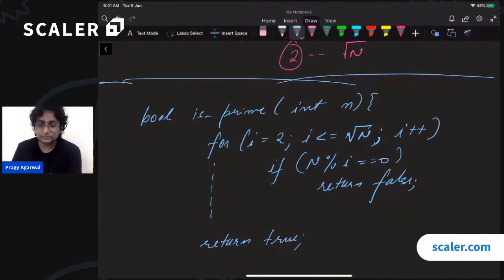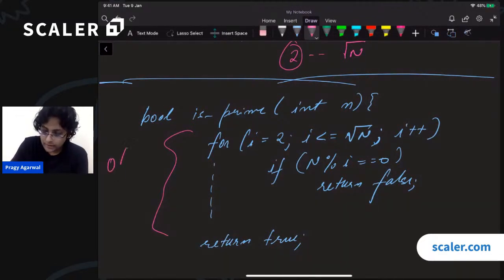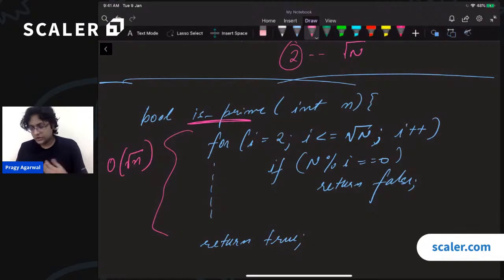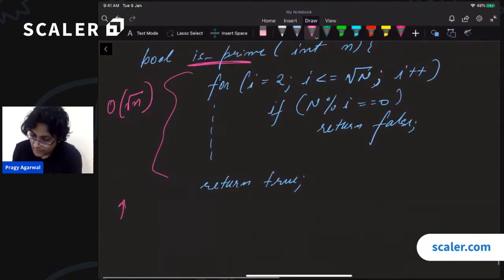Is this clear? And the time complexity of this code is order of square root of n. Perfect. So we know that we can check if a number is prime in order of square root of n time. Now, we are not going to teach that today in the class, but one very common question is, is this the fastest we can do?